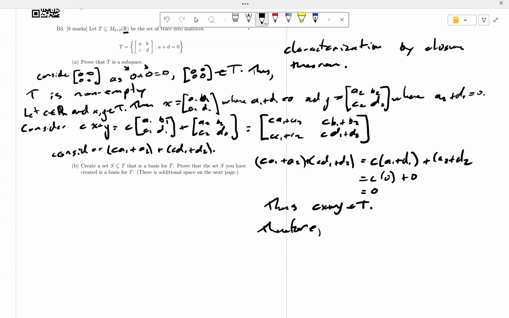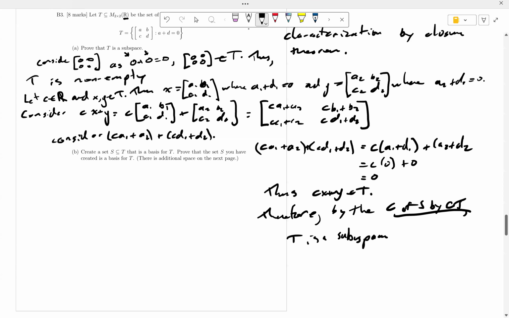Therefore, by the characterization of subspaces by closure theorem, T is a subspace. And I should probably write out these words, but I'm just doing this for shorthand. Now what we need to do is, once we have proven it, we need to construct a basis.